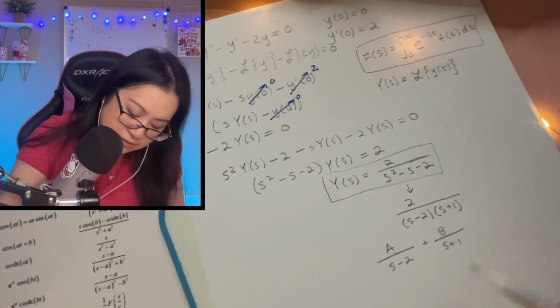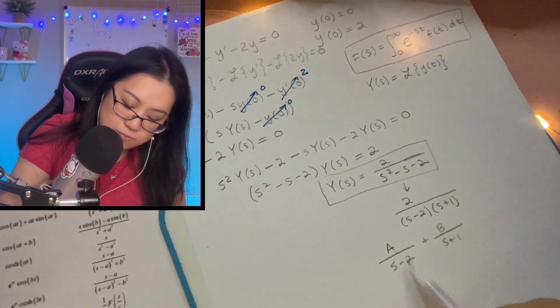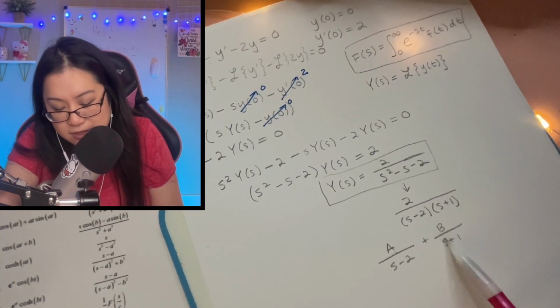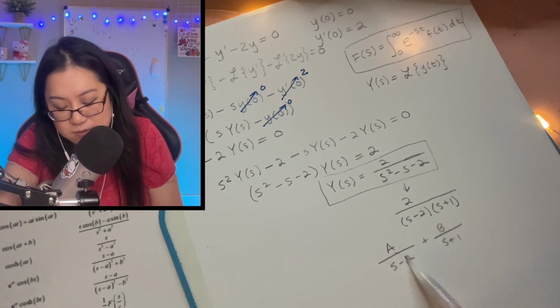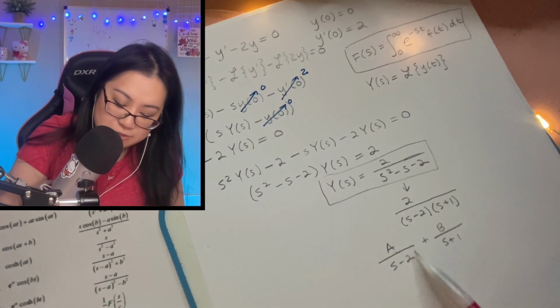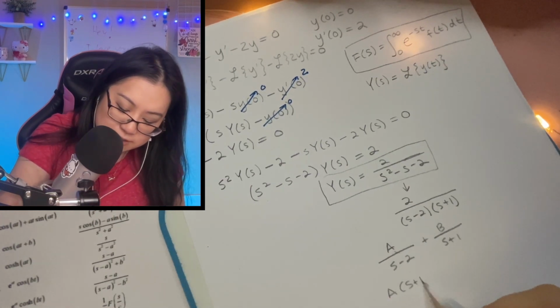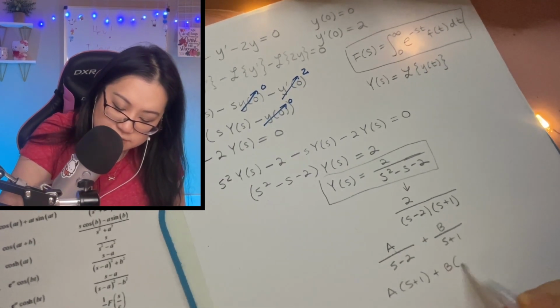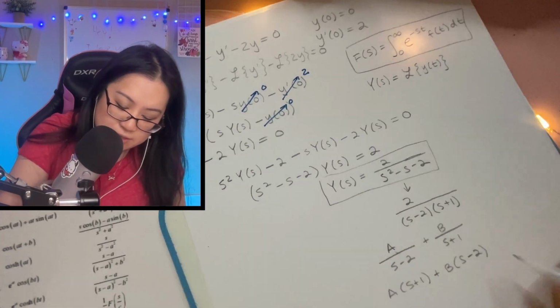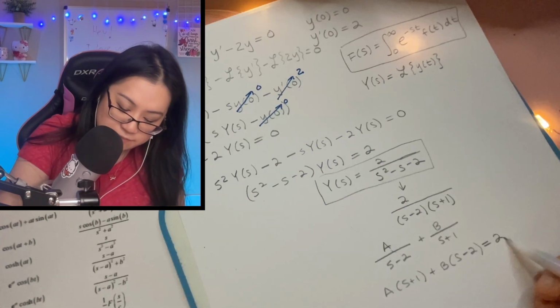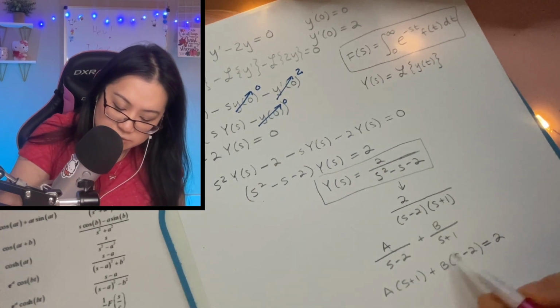So let's see here. When I combine into a single denominator, I just cross multiply, right? So I do a times s plus 1. It's basically s plus 1 on the top and the bottom. So I have a times s plus 1 plus b times s minus 2, and that has to equal 2, our original numerator. And so I just want to distribute everything.